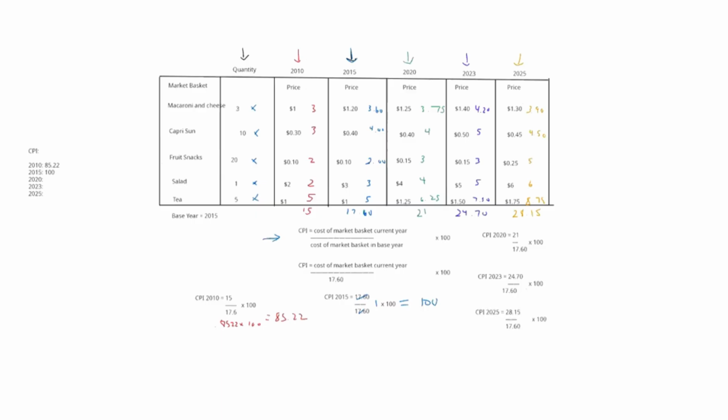So for 2020, we do 21 divided by 17.6. We get 1.193. So we get 1.193 times 100. We get 119.32.